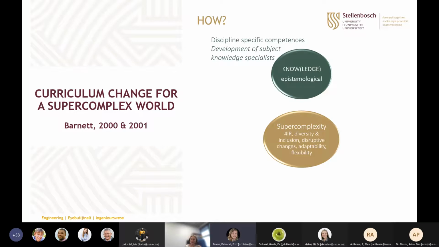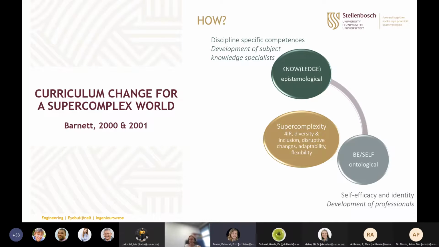So first of all, the different parts of the curriculum, again looking at this know-be-do paradigm. With the know part, or the knowledge, the epistemological aspect of the curriculum, we are trying to develop subject knowledge specialists. This means that we have to expose them to discipline-specific competences so that they can gain access to that knowledge. Then there's also the be part, the self, the ontological part. Here we're trying to help them develop into global graduates or professionals where they have self-efficacy and develop their identity as an engaged citizen in the world.